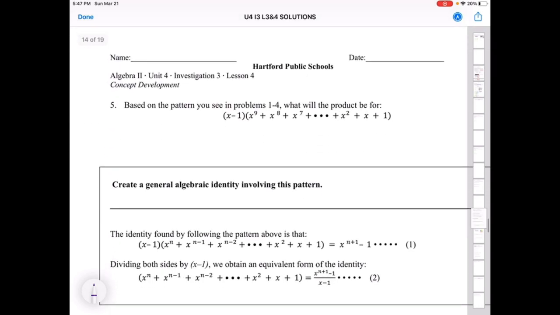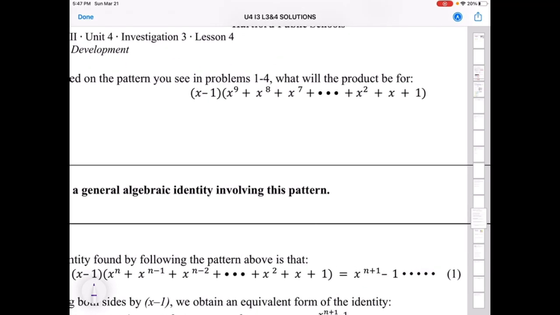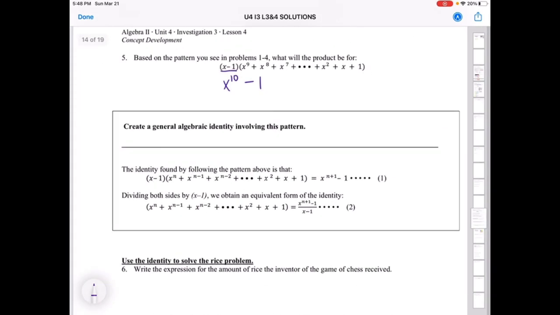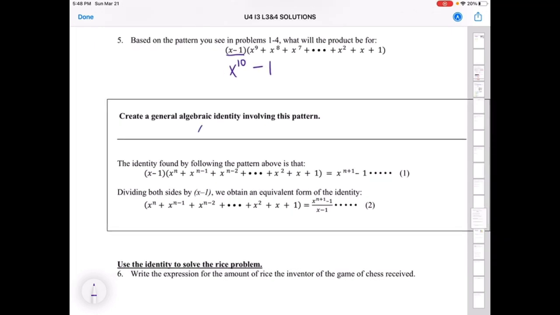They'll neutralize to 0, and then you're left with just a minus 1 at the end. So here they ask us, based on that pattern that we just noticed, what will the answer to this problem be without having to do all that work out? Well, I can assume that because we're multiplying by x minus 1 again, this is going to be x to the 10th minus 1. So basically, as a general rule of thumb, they're asking us for a general algebraic identity. We're going to have an answer of x to the n plus 1, so whatever power n there is in that polynomial, we're adding 1, and then we're subtracting 1 from that entire thing.